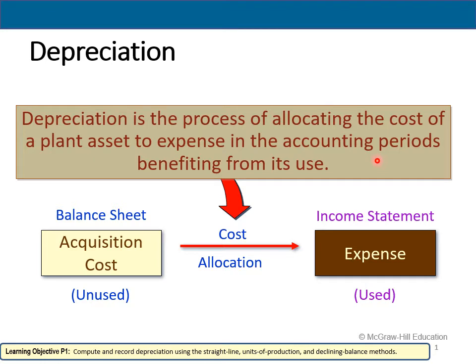So when we think about depreciation, we want to think of it as, and this is an important definition, the process of allocating the cost of a plant asset to expense in the accounting periods benefiting from its use. And so that is the purpose of depreciation. I like to think of it as a systematic approach of spreading the acquisition cost of assets over its estimated useful life.